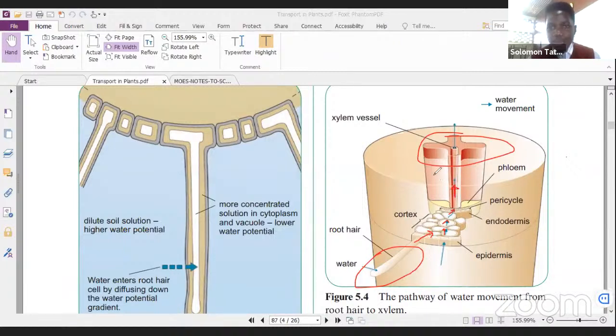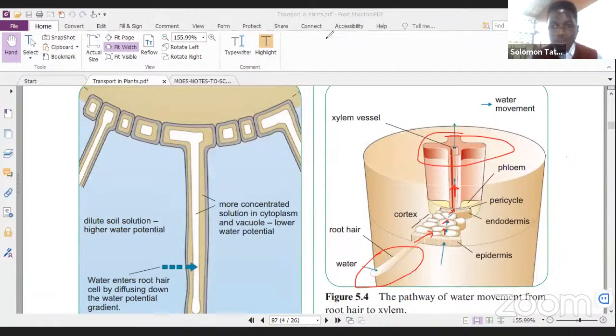Who can tell us what type of pathway this is, from vacuole to vacuole? Who knows this type of pathway? How do we term it? What is the term we use for that type of pathway where the water is moving from vacuole to vacuole? All right, Lillian says vacuolar. That is very, very correct, Lillian. That is the vacuolar pathway.